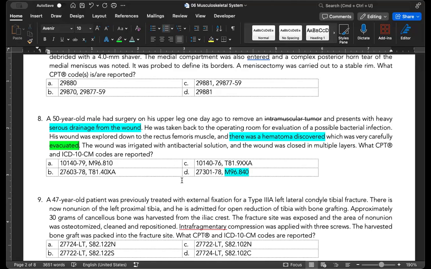And then underneath hematoma, that hematoma was located on the leg, right? So it's of his upper leg. That gives us 27301. Is everybody at least seeing the alphabetic index where we get the 27301? Yes. Okay. Let's just go make sure that that code description matches.